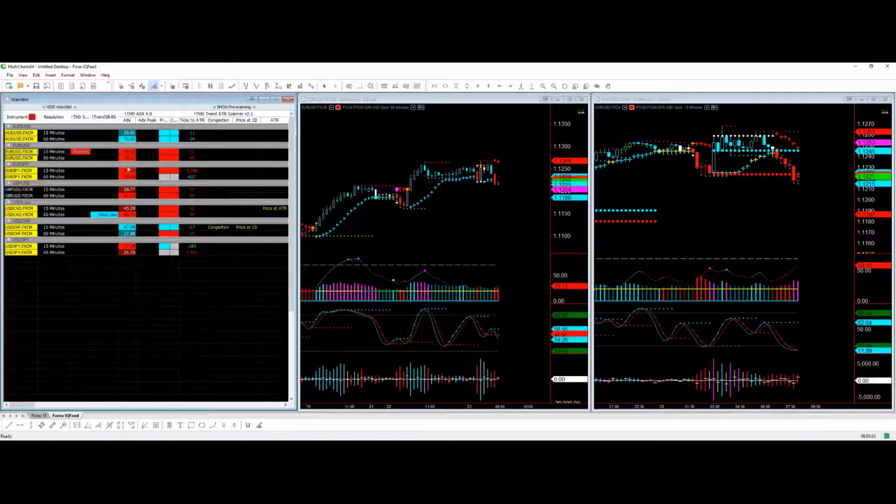We then have a column for the ADX. Anytime the ADX is above 70, like it is right now on the Aussie dollar 60-minute chart, that means that more than likely you're going to get a retracement.